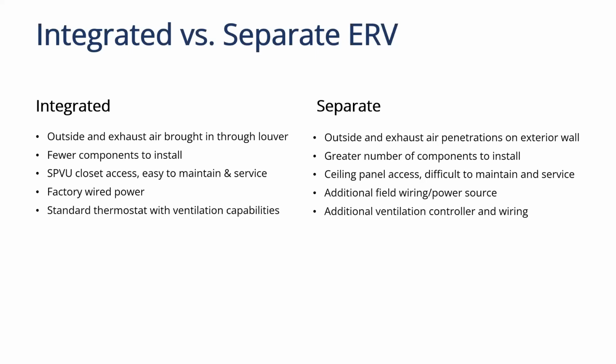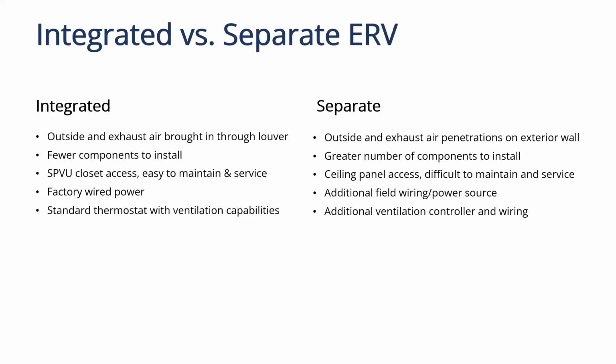The units are factory wired and powered. It has its own separate control board in the unit, but all the power and all the wiring is already done. Whereas if you're using a separate ERV, they typically need to be field wired and a power source added for those. So there's additional cost to that on the installation and then also the maintenance of the equipment.